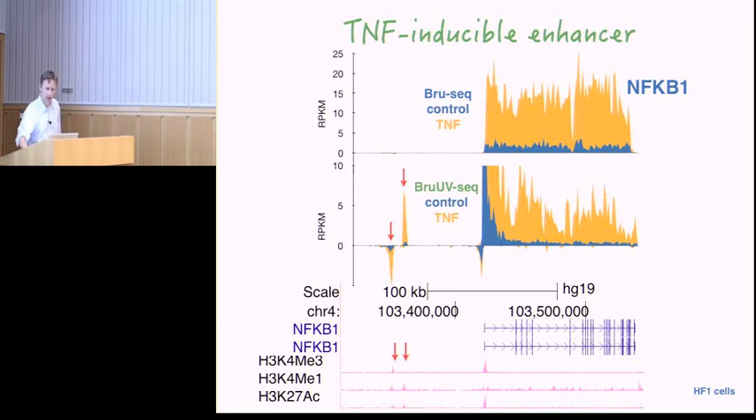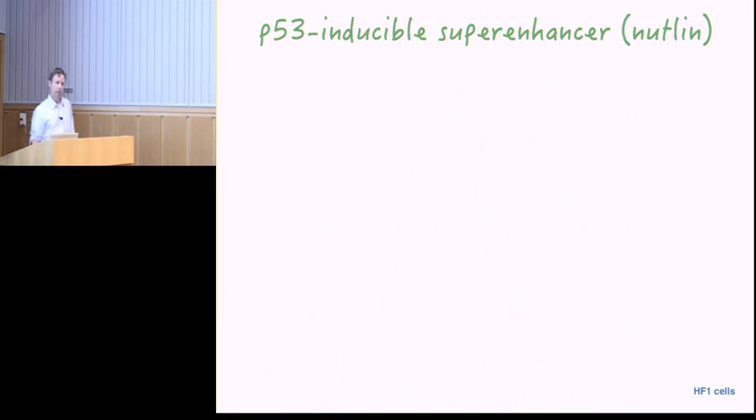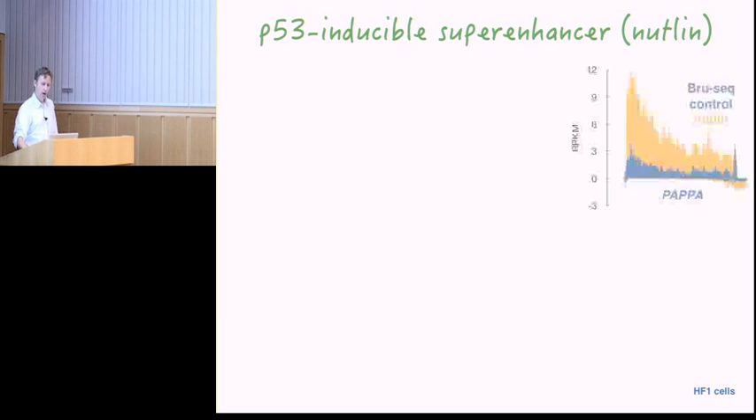Just a few other examples. Here's a p53 inducible, what Rick Young would call a superenhancer. This is treatment of fibroblasts with something called nutlin, which stabilizes p53 and turns on a p53 response. And one gene that is affected is this gene PAPA. You can see this is control levels, and this is 6 hours after adding nutlin. This gene is transcribed very highly.